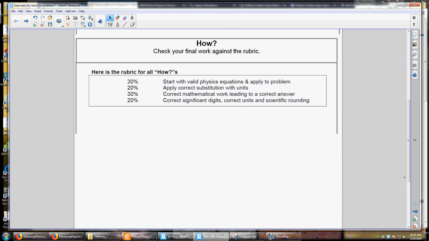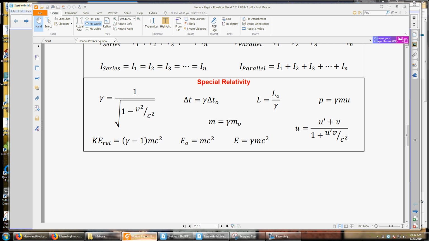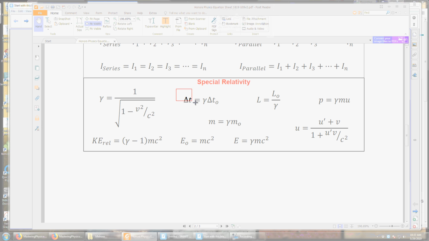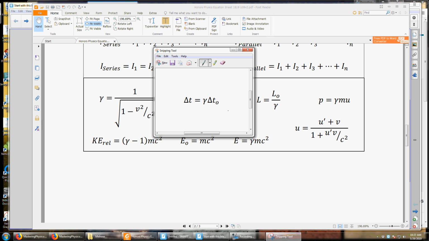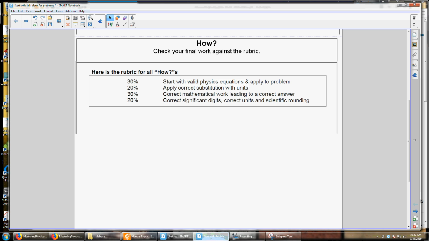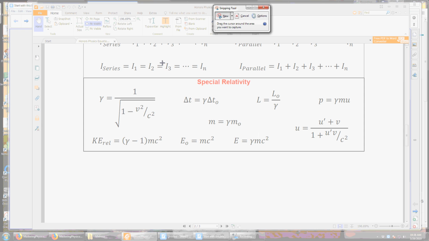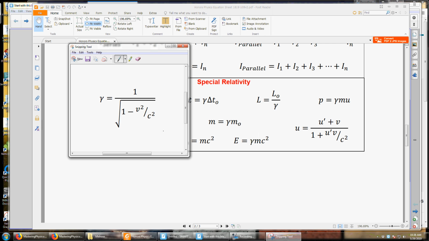So in approaching it with your how, because you're interested in time, I would strongly suggest using your time equation. That'll be a good thing. And then since you're going between different frames of reference, you'll also want your good old friend the Lorentz transformation.